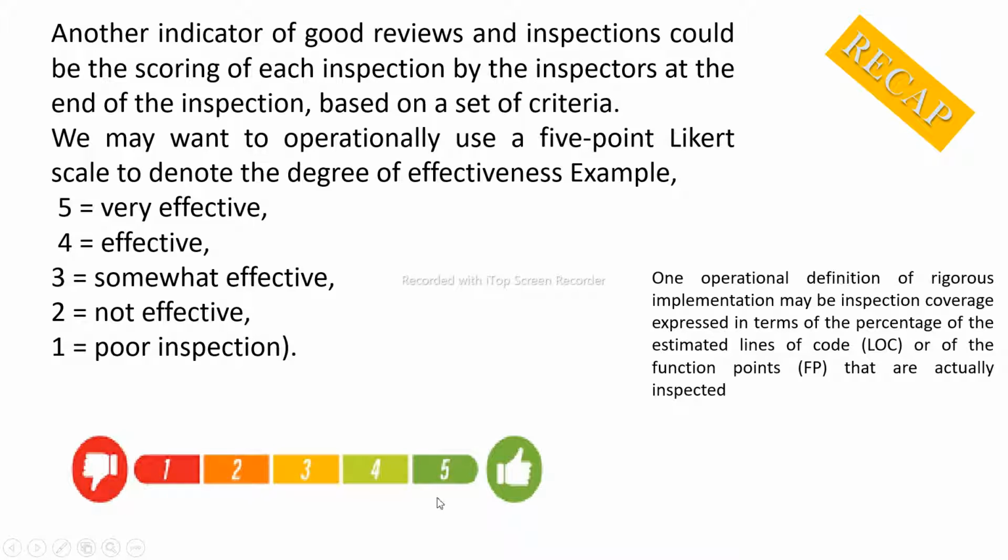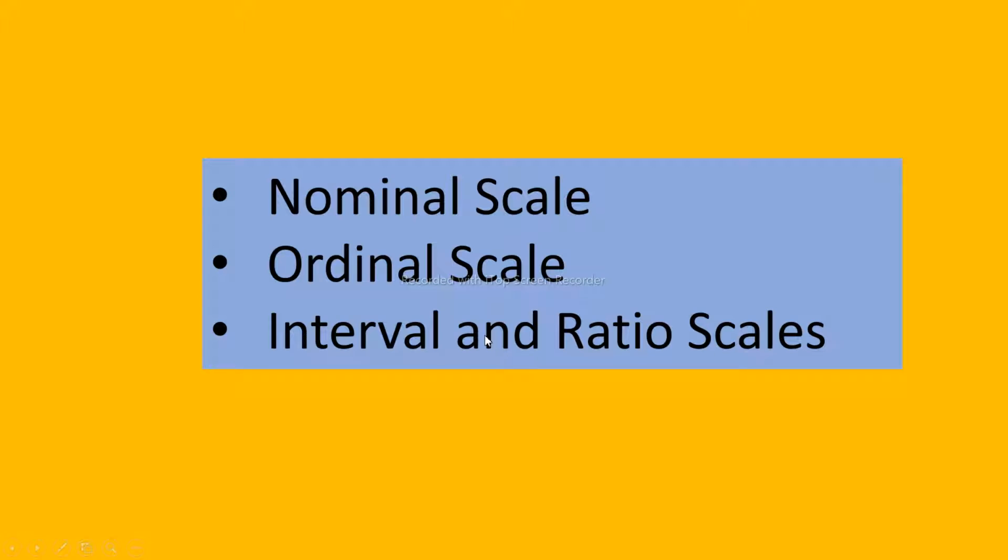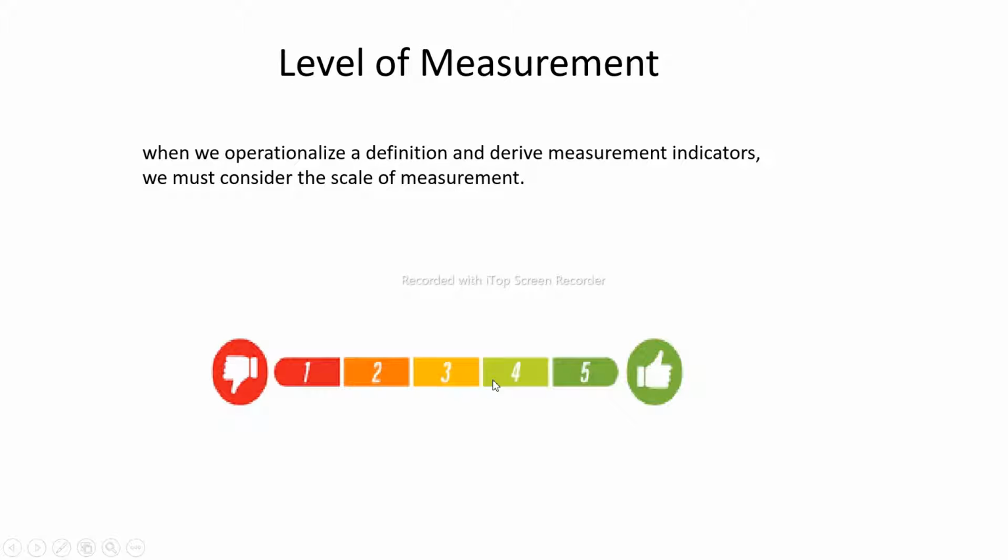There is some scale, and from this scale we are going to measure the quality of the software. Depending on the case, we can get a survey or reviews from the customer. So today in this class, we are going to learn three different scales: the nominal scale, the ordinal scale, and the interval and ratio scale. So let us start with the level of measurement.